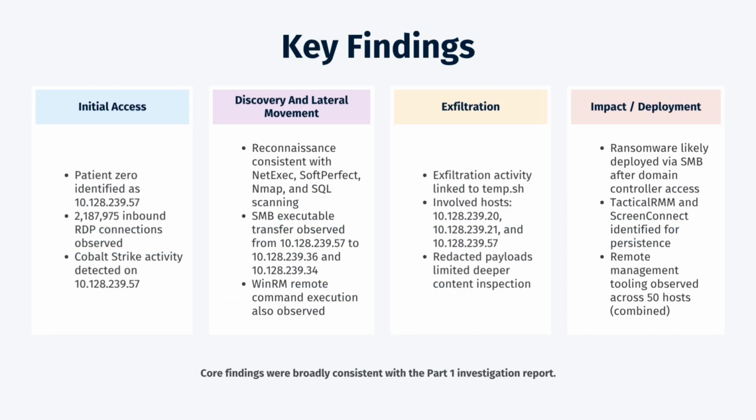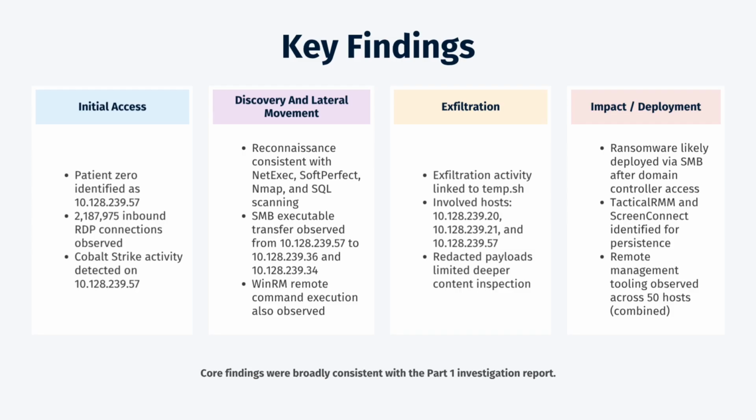So for key findings, the agent was able to reconstruct the main attack story in 4 parts. Firstly, for initial access, it identified the patient 0 as 10.128.239.57. It also found about 2.19 million inbound RDP connections to their hosts, together with the Cobalt Strike activity, which strongly support an RDP-based compromise, followed by post-exploitation.